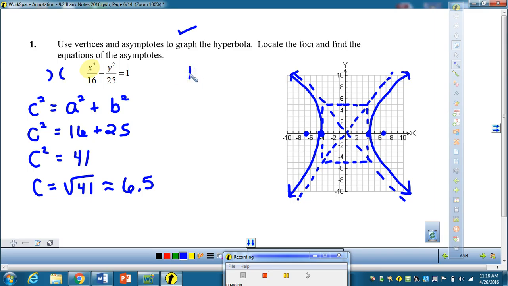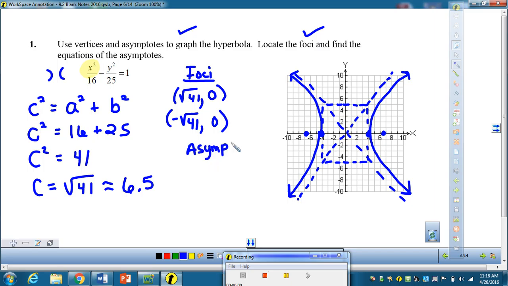When we list out the ordered pairs, we're going to give the exact value using the square root symbol, no decimal approximations. These are x-intercepts. So we list square root of 41, comma 0, and the other is negative square root of 41, comma 0. So we've located the foci. Then we want to give the equations of the asymptotes. We're going to think about the slope. Starting at our center, we go up 5 over 4, so the rise over the run is 5/4. And we've got one positive and one negative.